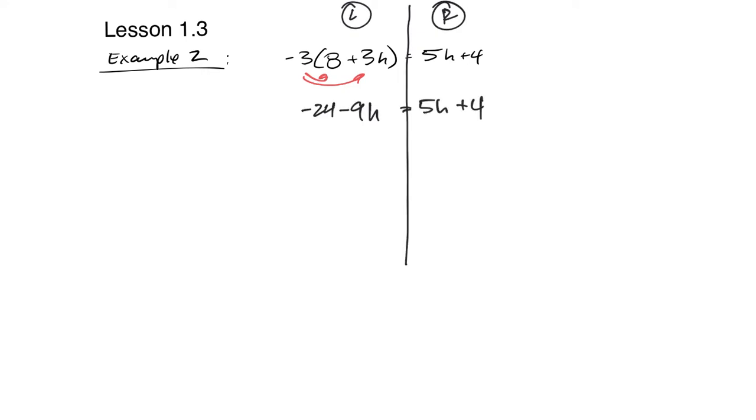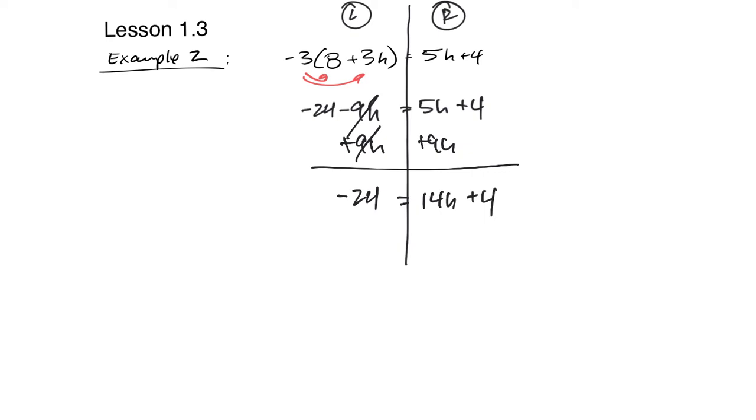Which one's smaller? Well, we would think 5 is, but it's not. Negative 9 is smaller than 5. So I am going to add 9h to both sides. And I get negative 24 equals 14h plus 4. Now I have h over here. I'm going to move everything to the other side. I'm going to do the inverse operation of addition, so I'm going to subtract 4 from both sides so I can get rid of that 4. I have negative 28 equals 14h.